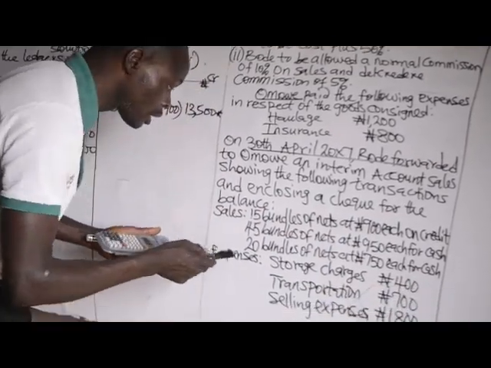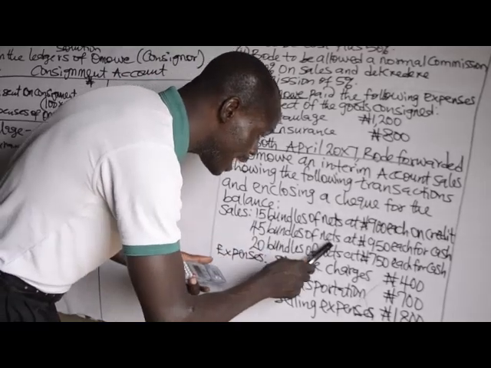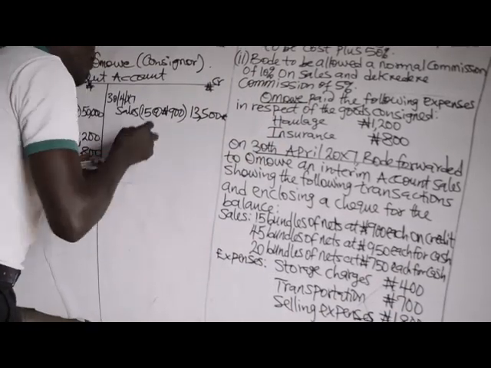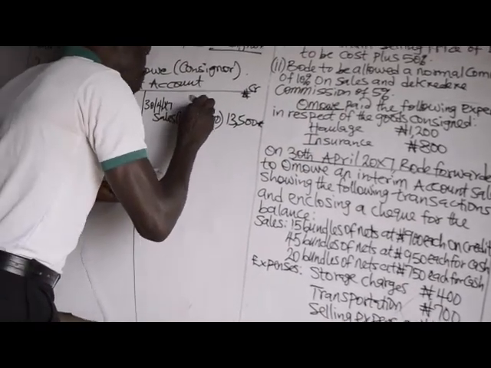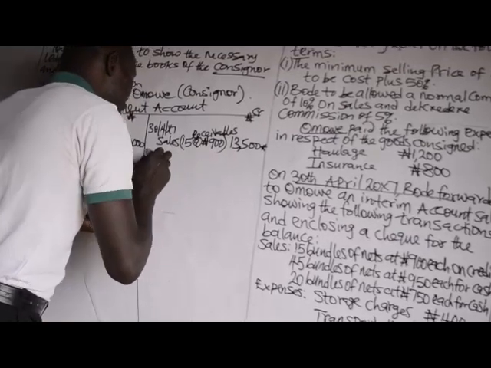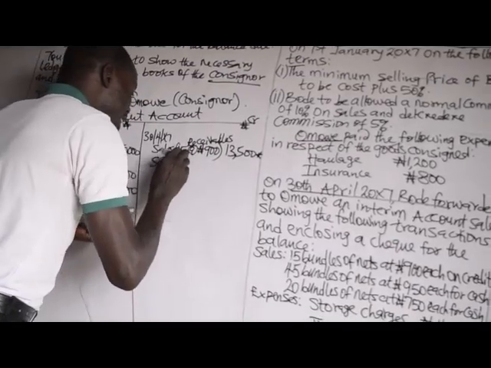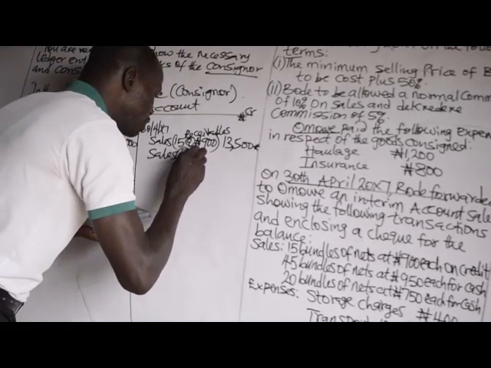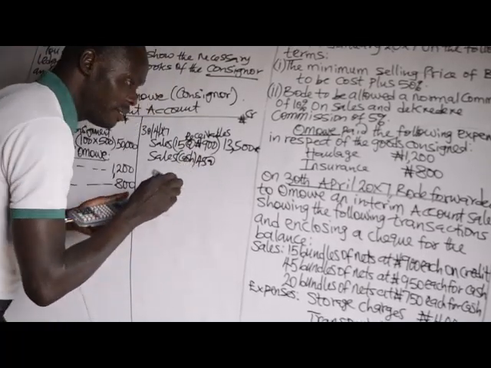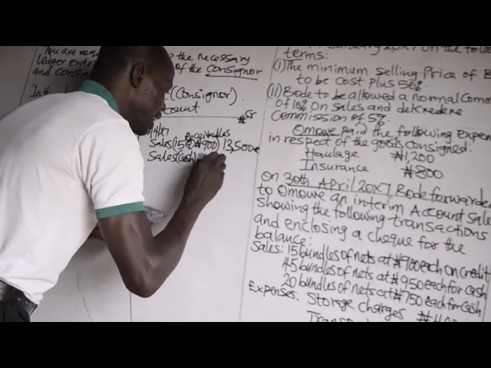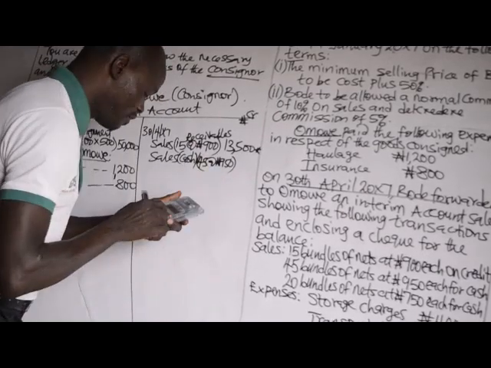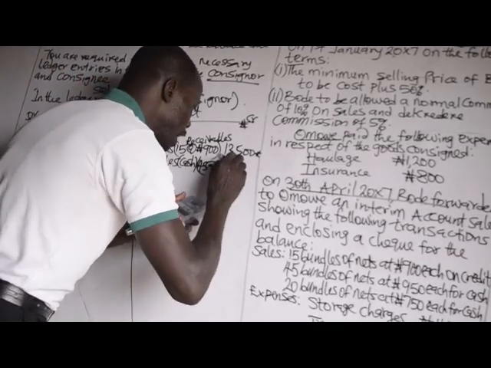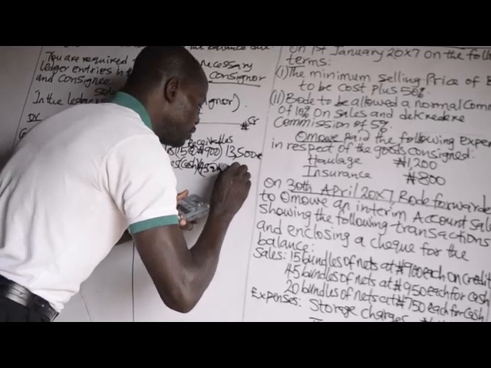Back to the question. 45 bundles of net at 950 naira each for cash. This is the cash sales. This is receivables. Let me put receivables there. That shows that it is the credit sales. Then we also have another sales. That one is on cash. That is 45 bundles at 950 each. 45 times 950 gives us 42,750.